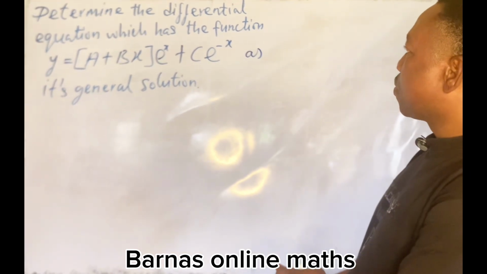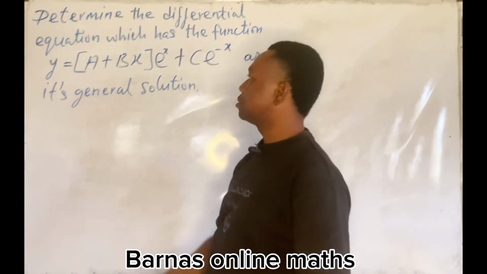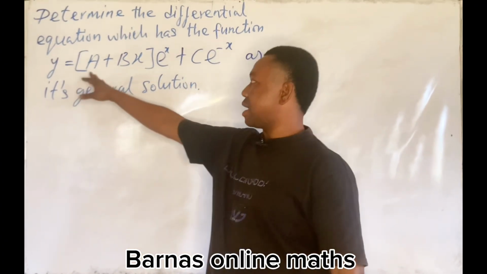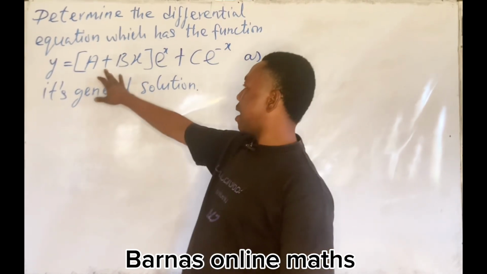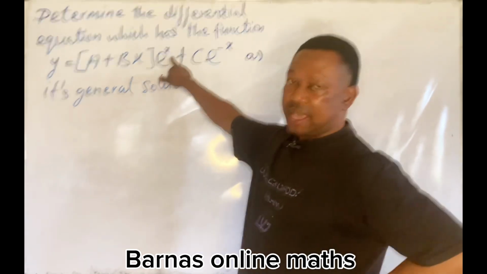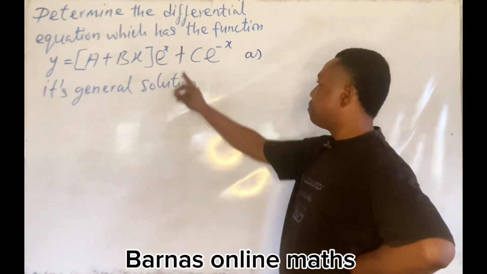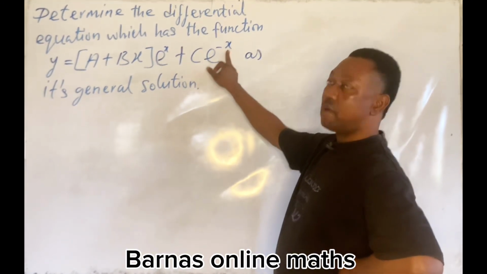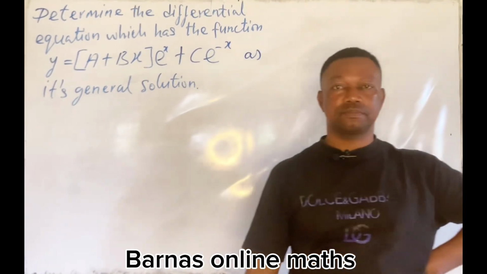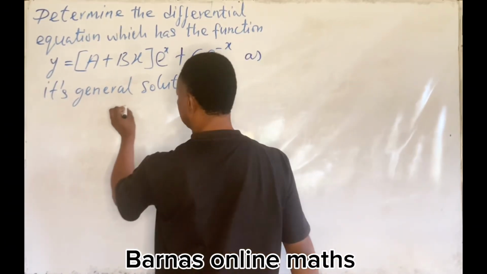Okay, we are asked to determine the differential equation which has the function y equals (a plus bx) all multiplied by the exponential function e to the power x, plus c e to the power minus x, as its general solution. Okay, let's start by saying solution.